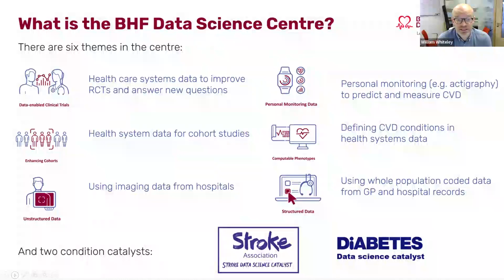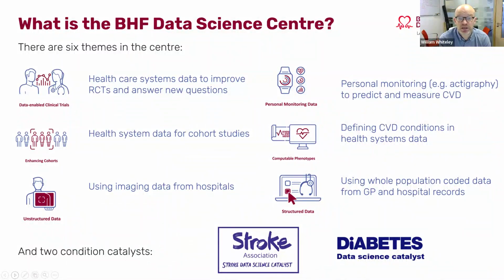And what the centre does is its research sits within 6 themes, and I'm going to expand on these themes and how they're relevant to stroke. So the 6 themes are, first of all, data-enabled clinical trials. So how we use data collected by health systems to improve randomized trials and to try and answer new questions.